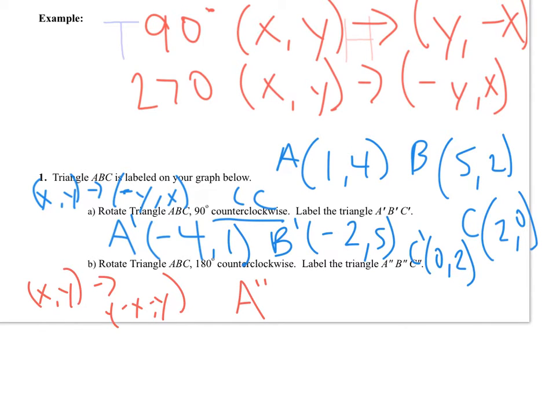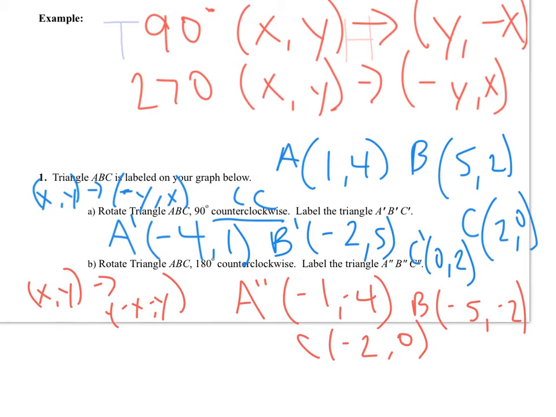All right, so A is going to be negative 1, negative 4, because we got to change both of them. All right. B is going to change to negative 5, negative 2. And then C is going to give us negative 2, 0, which is going to stay the way that it is because there's no such thing as a negative 0. It's its own number. And then you need to plot that one and connect those dots to form the triangle.